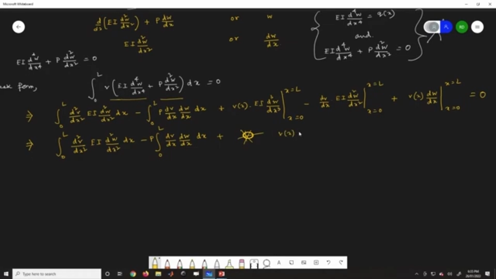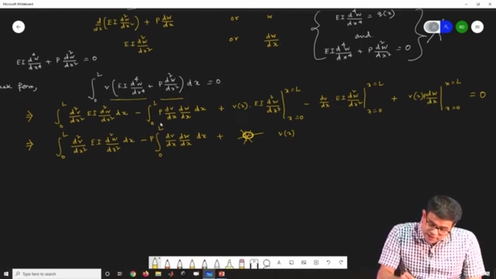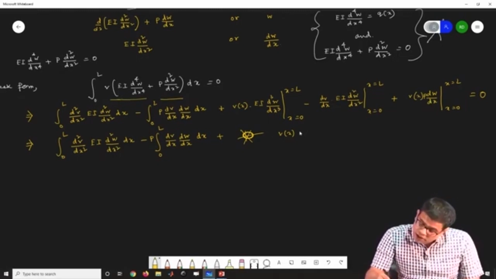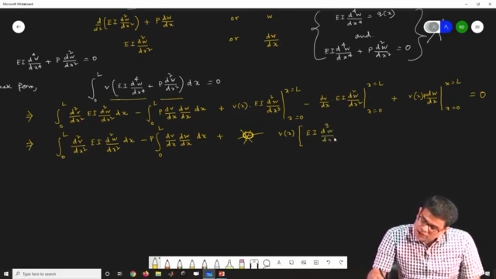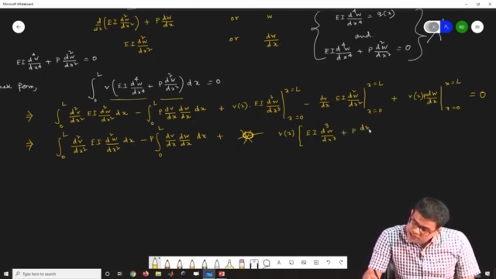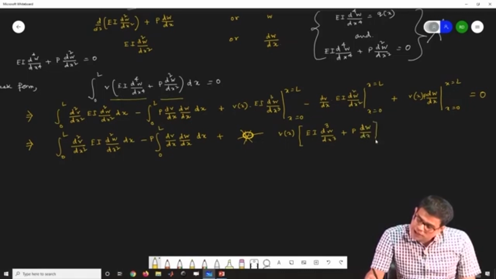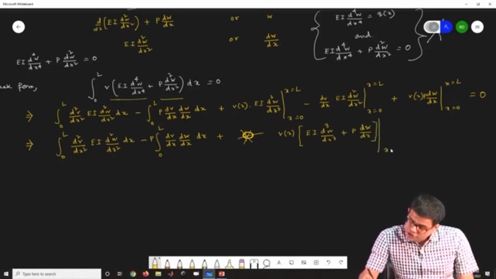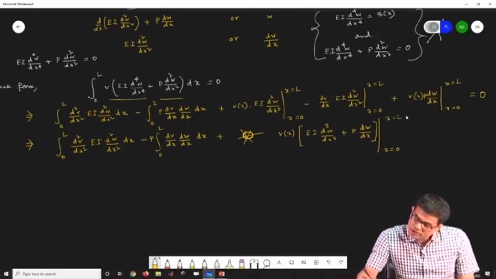EI. I just want to say, here there will be P. I forgot to write a P because there is a P term here. So P dw/dx. Here I will have this term, that is EI d³w/dx³, plus P into dw/dx. So this whole term is the corresponding shear force term, at x equals 0 and x equals L.